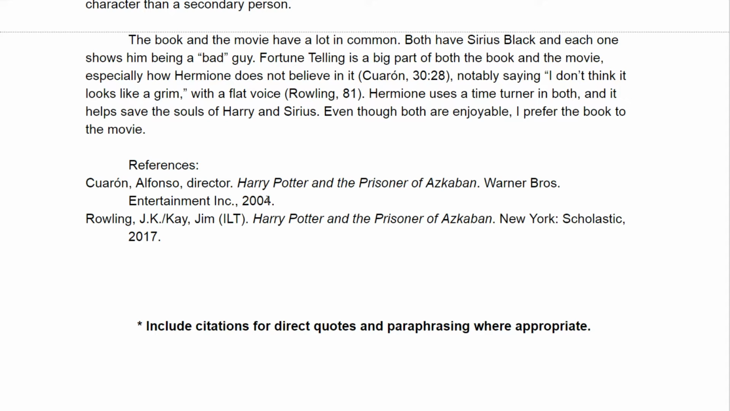But then for the book, I have that it was J.K. Rowling, and I used the illustrated version, illustrated by Jim Kay, also titled Harry Potter and the Prisoner of Azkaban, where it was published, New York, the company it was published by, Scholastic, and the year that it came out, 2017. Now again, I used the illustrated version, which came out much later than the original version.